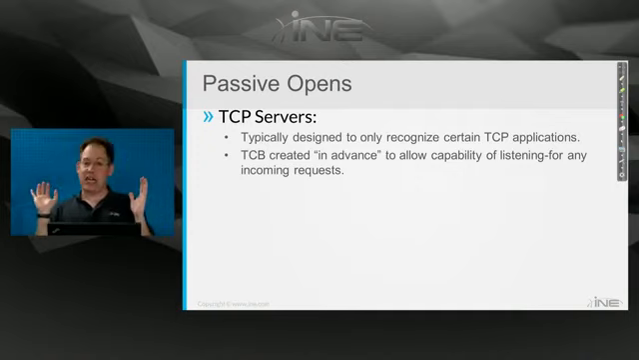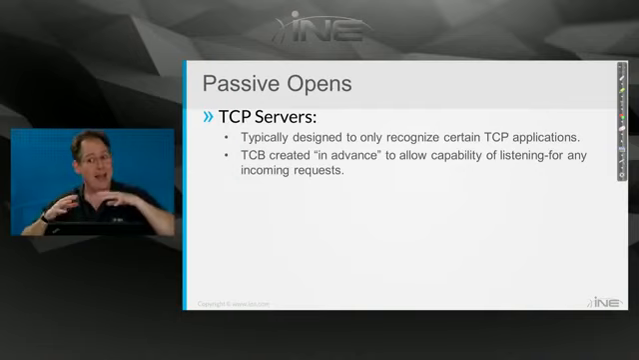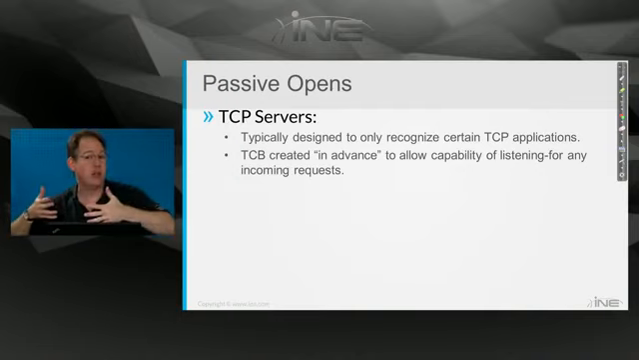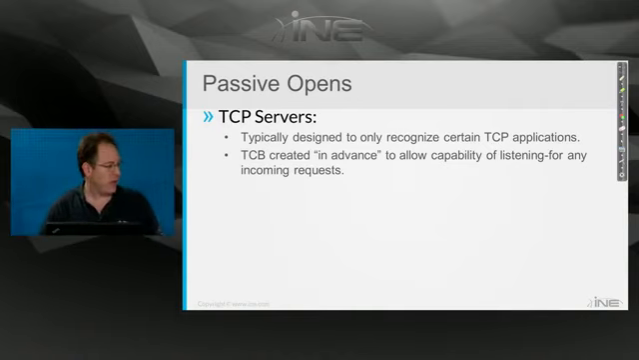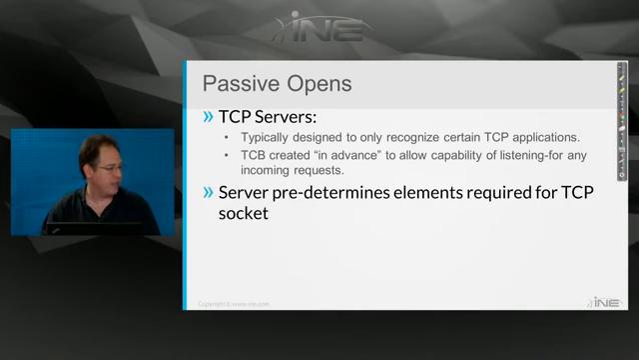I'm not going to initiate the connection. Somebody else is probably going to initiate it. But if they initiate it with me, I have to have a TCP transmission control block ready and waiting to respond to them. So the TCP server will create the TCP in advance to allow the capability of listening for any incoming requests. Now, how does it do this?